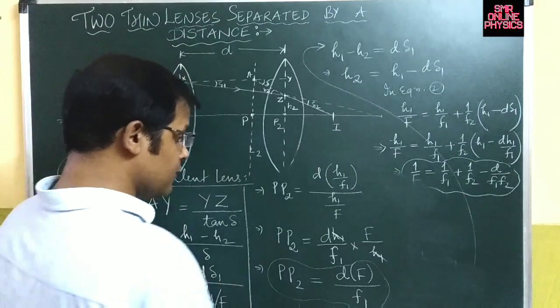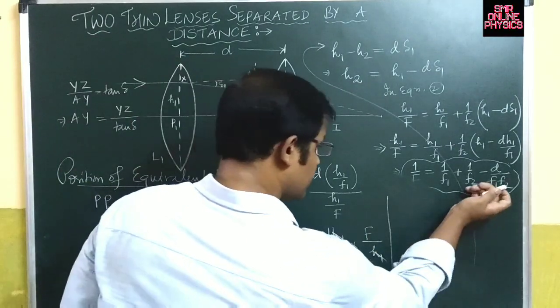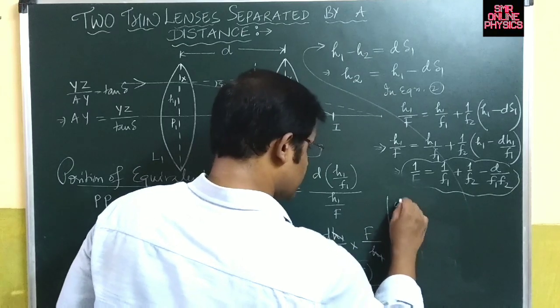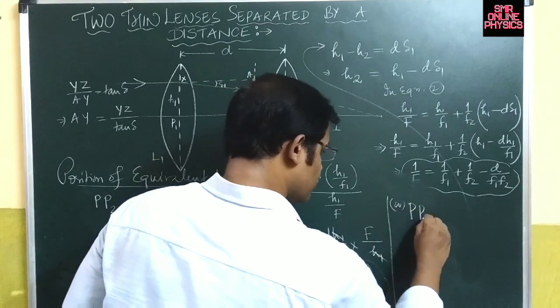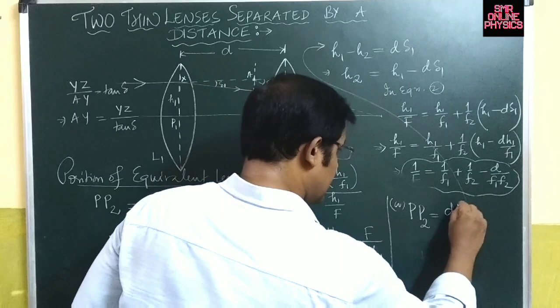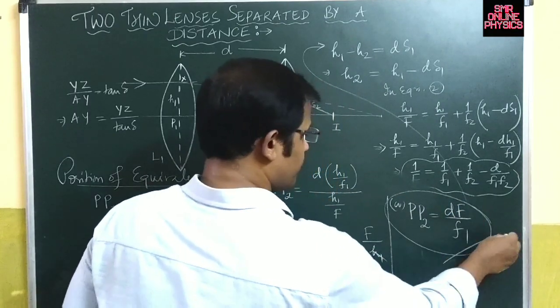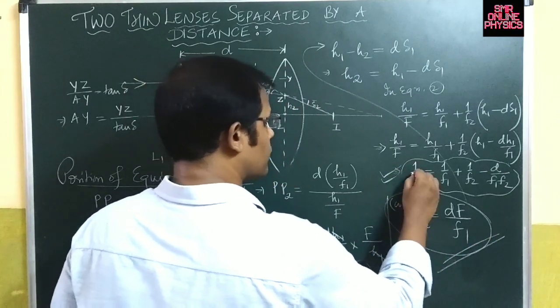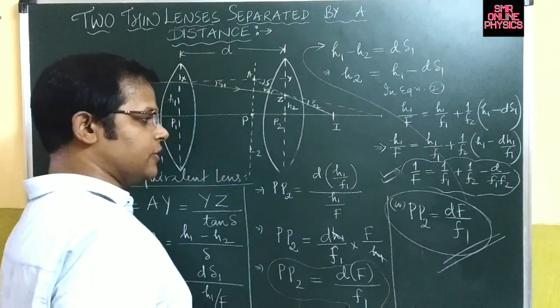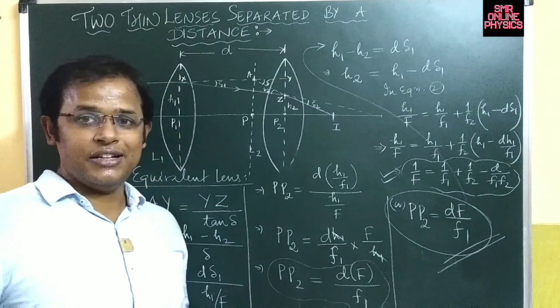Can't see it there? So let's write it here again. You can write it here also. That is what I mean to say. PP2 should be equal to D F by F1. That's your position, and that's your equivalent focal length of the two lenses in combination.